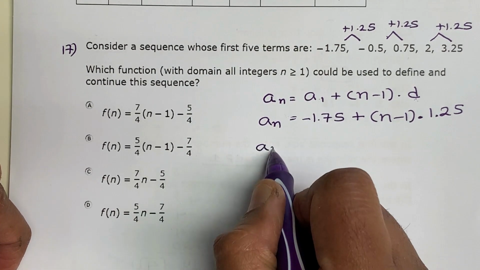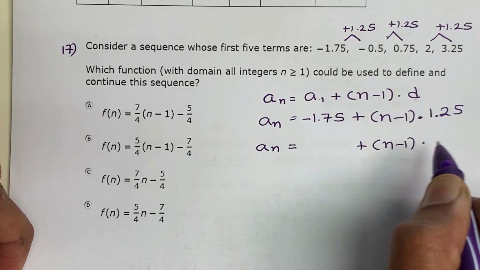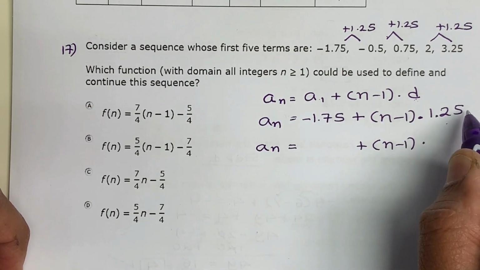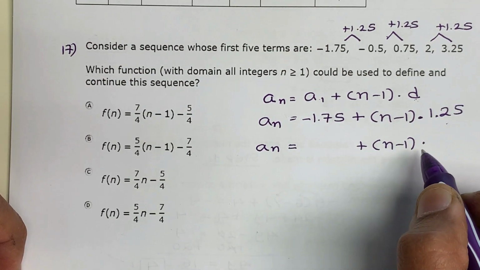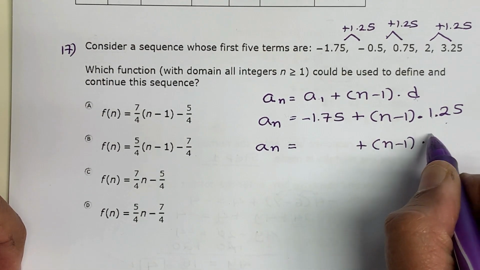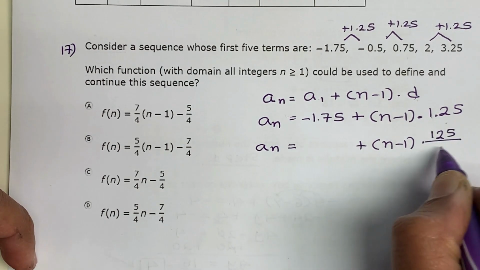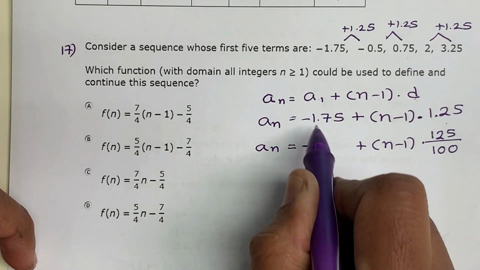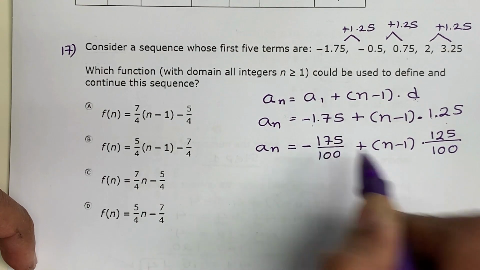So let's see. I'm looking at this decimal 1.25, which is bigger than 1. If you want to go from a decimal to a fraction, 1.25 is the same as 125 divided by 100, and 1.75 is the same thing as 175 divided by 100.